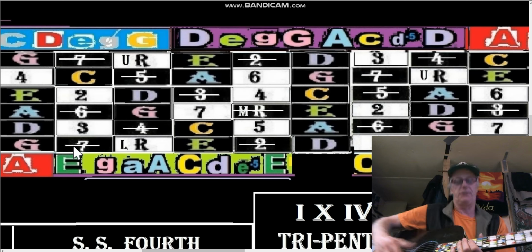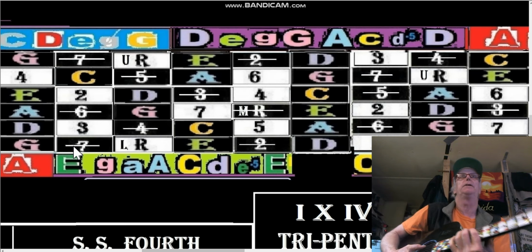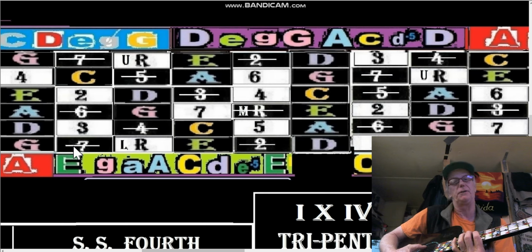You can do the modal scales from the pentatonic cages, of course. Just start on the 7th. So instead of starting on the root, if you wanted to play a Locrian scale, you just start on the 7th, follow the same pattern.